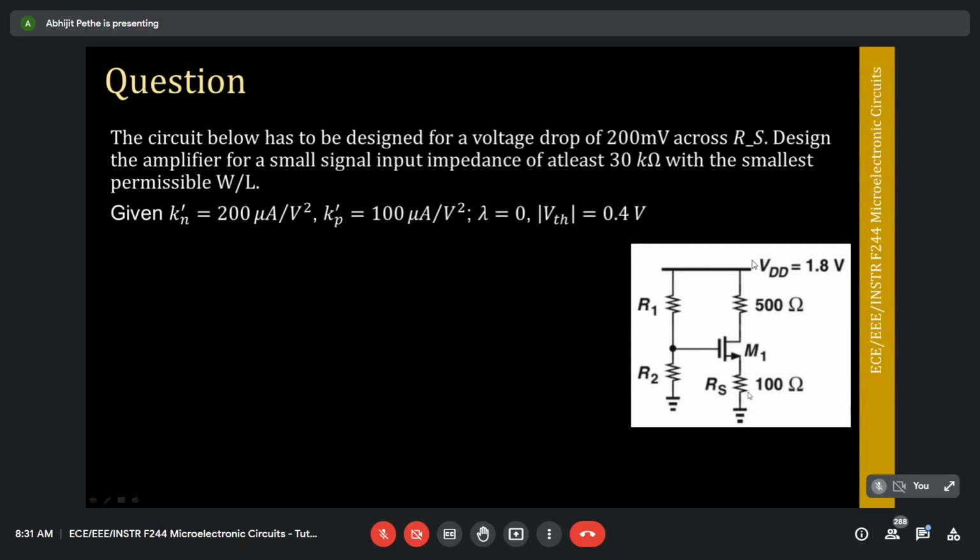Typically, when I give you these values, I'll give it for a technology. So it will have K prime N, K prime P, everything. Lambda N, lambda P, VT P, VT N. That's a technology file. Now your circuit doesn't require a PMOS, so you don't need to look at the PMOS parameters.